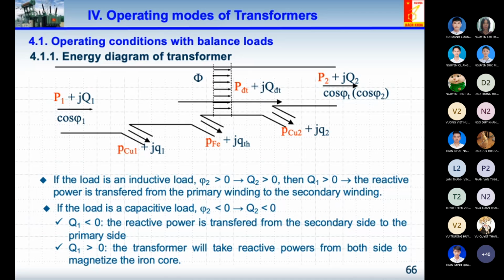And if Q1 is bigger than 0, it means that the transformer will take reactive power from both sides of the transformer. One side is from the electrical system, and the other side is the secondary winding.